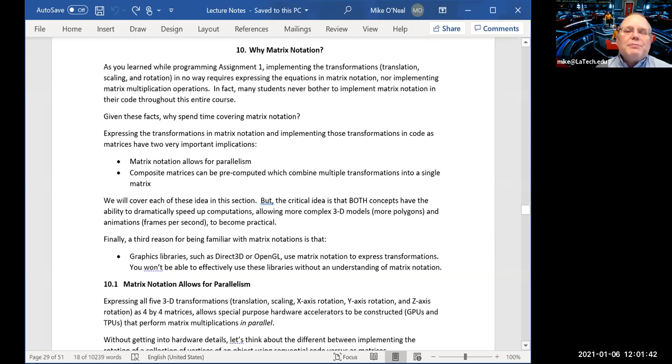So why are we studying these matrices if we're not going to use them in our programs? Well, there are three reasons to use matrix notation. The first one is that matrix notation allows for parallelism.